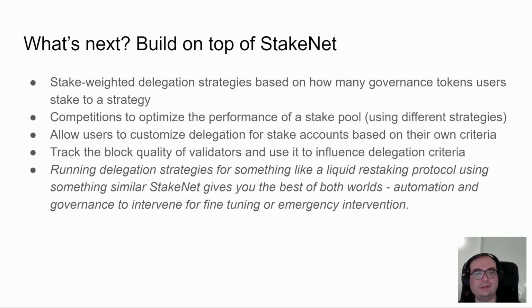So competition based on different strategies to optimize the performance of a stake pool. You can also let users have their own very specific strategy only for their stake in some way. So if some user, for whatever reason, wants to stake only on specific validators that answer to specific criteria, like they have to be from this region, then they can do that.